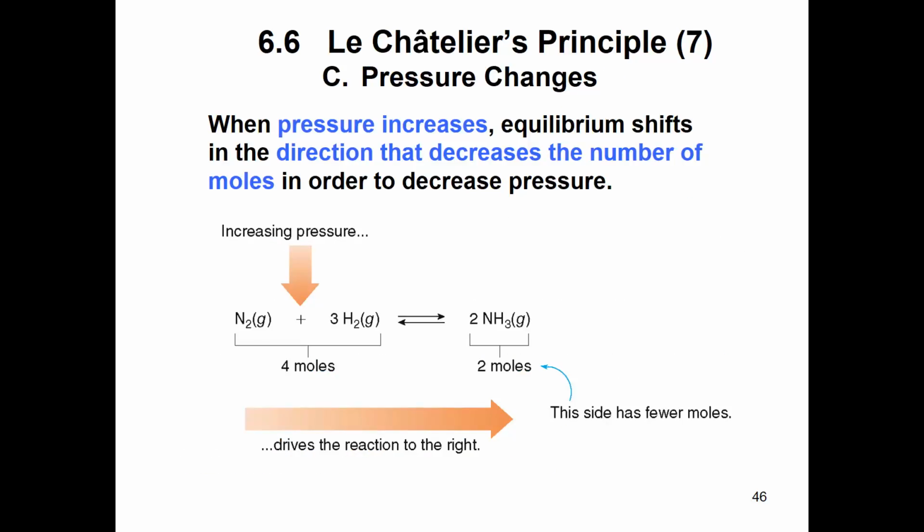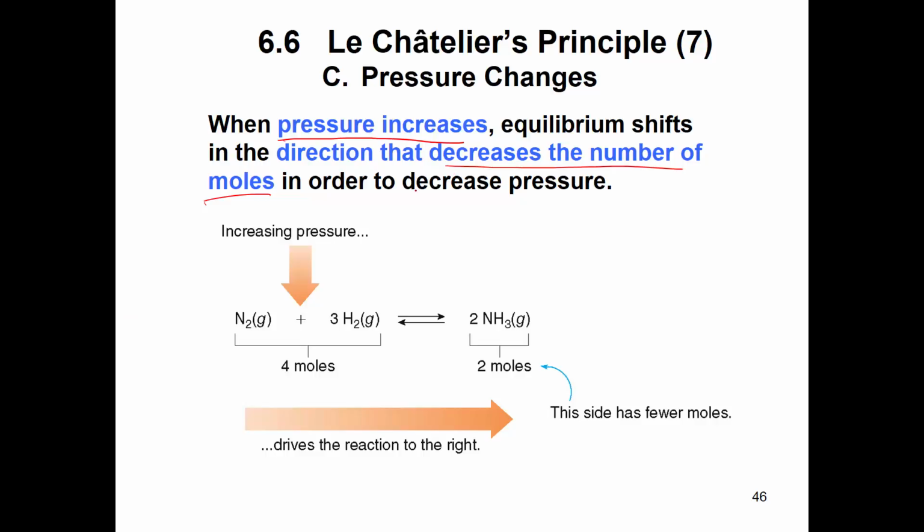Pressure changes really only affect gases, so all of your components are typically gases when you're looking at pressure. When you increase pressure, this one's a little different. The equilibrium shifts in the direction that decreases the number of moles, because you're trying to decrease the pressure.